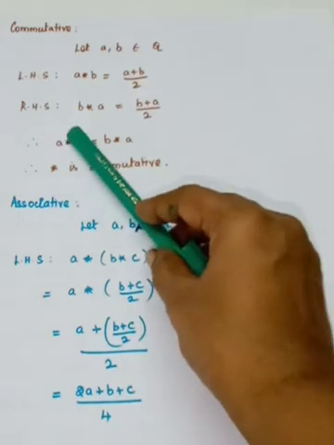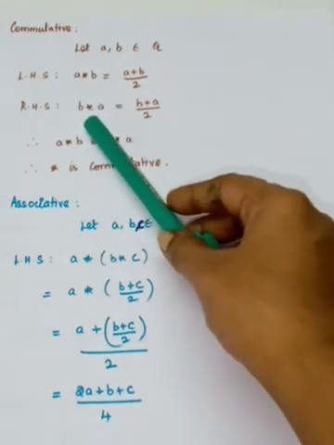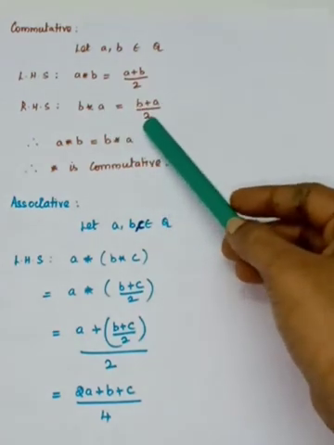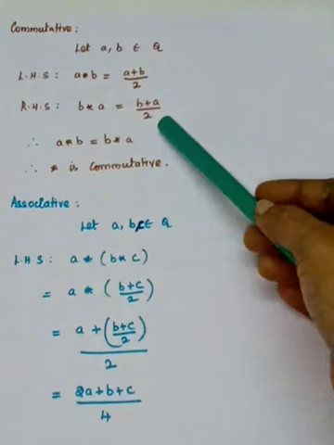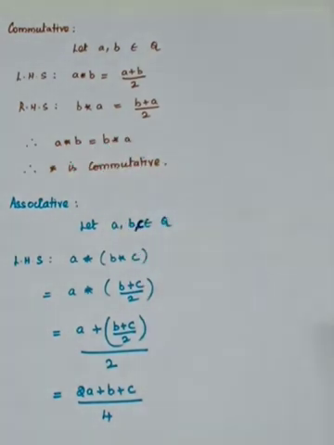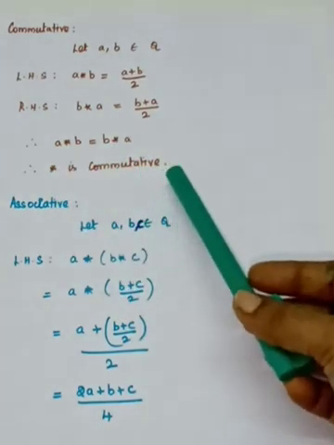So what is the right hand side? You have to interchange A and B. So it is B asterisk A. B asterisk A means what? It is (B plus A) by 2. You see that both are equal. So left hand side is equal to right hand side. That is A asterisk B is equal to B asterisk A. If this condition is satisfied by this operation, the operation is commutative.